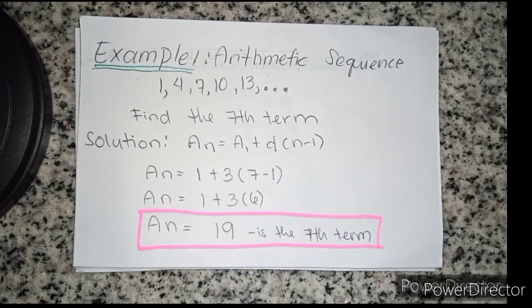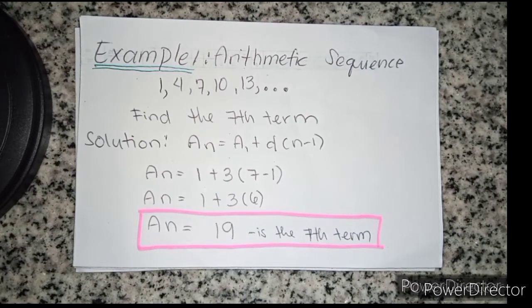So we have the a sub 1. The value of a sub 1 is the first term. So our first term here is 1. Okay, next, d. What is the common difference? The common difference of our terms here is 3. Okay, next we have the value of n, the number of terms. Here we're searching for the 7th term. So we're going to put 7 there.